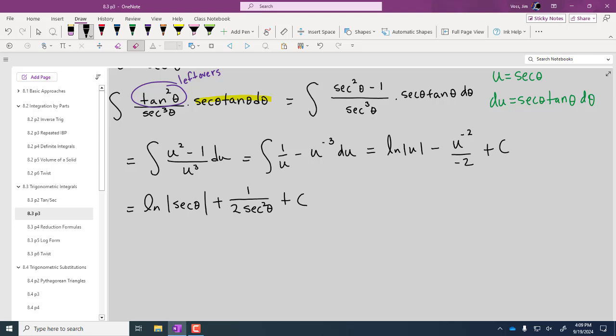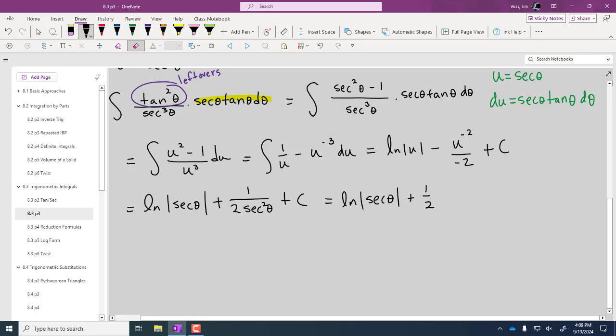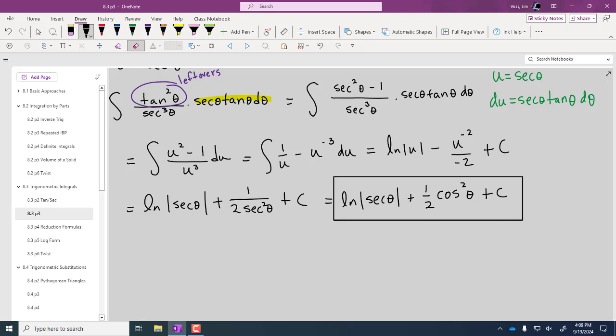A secant in the denominator is what in the numerator? Cosine. You could also do some shenanigans with this absolute value of secant here. That's not so important, but they would definitely be looking for this part to be converted to cosines. If you have a trig function in the denominator that can be simplified by putting something in the numerator, good idea.